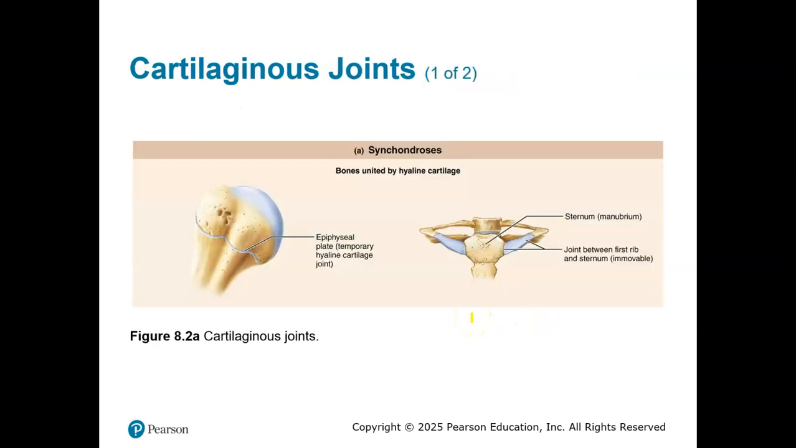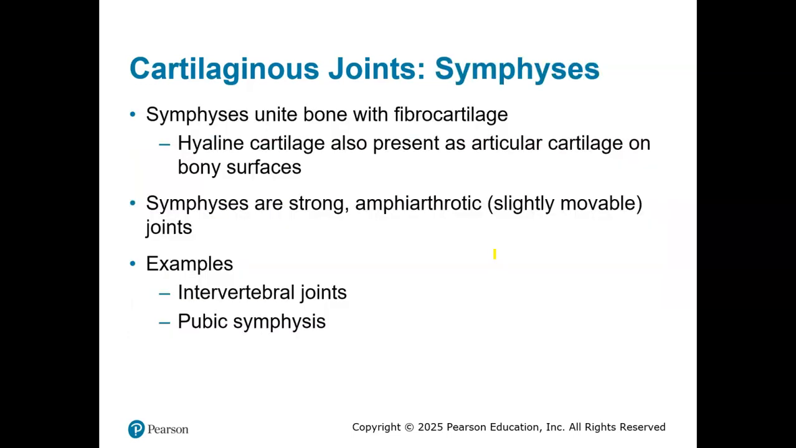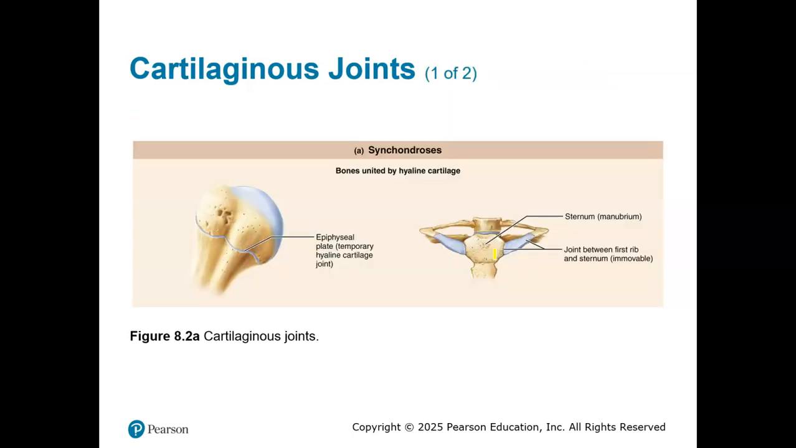So you can see an epiphyseal plate, which becomes an epiphyseal line in the adult, and that is a joint between the epiphysis and diaphysis of a long bone, but it is a synchondrosis. And then where the manubrium meets with the cartilage of the first rib, that is a synchondrosis. Both of these are immovable.